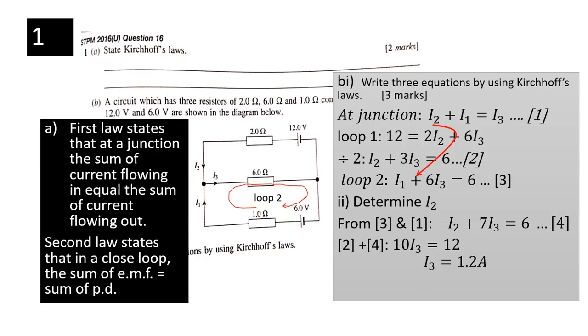Then you can calculate your I2. After calculating I3, go to equation 2. That's equation 2: I2 is 6 minus I3. Put in your values and calculate it out.